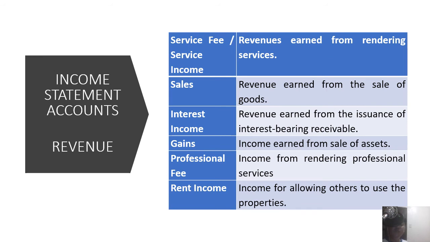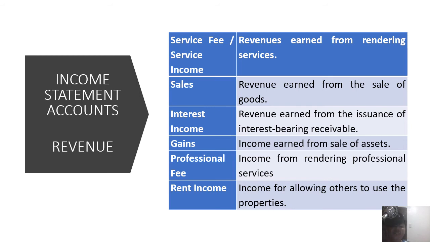So, let us now move to the income statement accounts, or what we call nominal accounts, or temporary accounts. So, what's in the income statement are revenue and expenses. In the balance sheet, what we just finished are assets, liabilities, and capital or equity. So, let's start with revenue. What are the revenue accounts that can be used as account titles in recording business transactions?